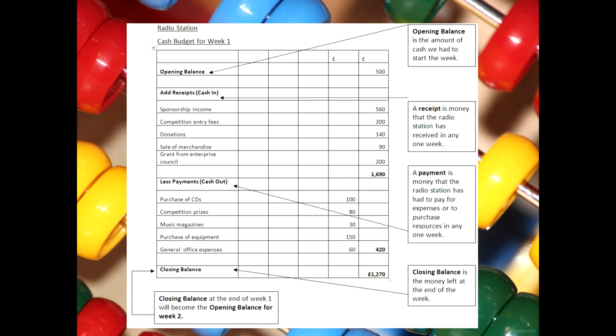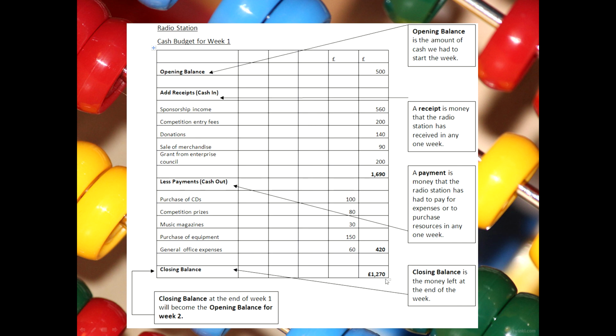This example is also on the activity I'm going to send you as well. So up top we have got an opening balance of £500. This is the money we had at the start of the week. We've got our add receipts, that's our money coming in. They all get added up and recorded in a total down here. We've got our less payments, that's the money coming out. All that money's listed there. They get added up and dropped in that wee box there.